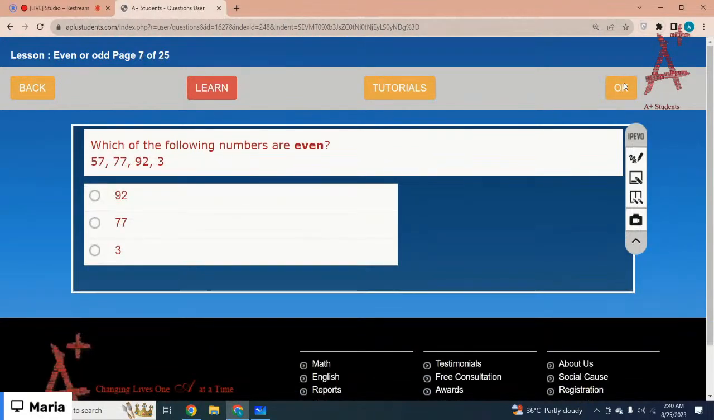Which of the following numbers are even? Which is the correct option? The even is 92, right? The only even number.